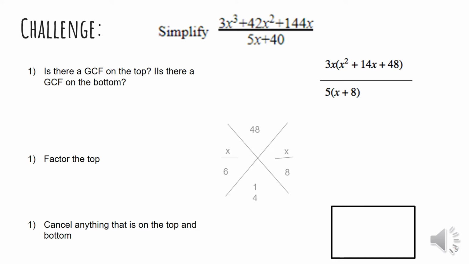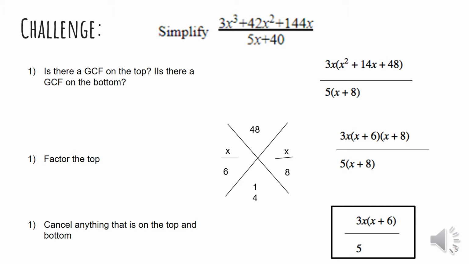We then need to factor the top using either our magic X, reverse box, or grouping to get us a new expression of 3x times x plus 6 times x plus 8, all over 5 times x plus 8. Notice that there is an x plus 8 term in the top and bottom, and those cancel, leaving us with our answer of 3x times x plus 6 over 5.